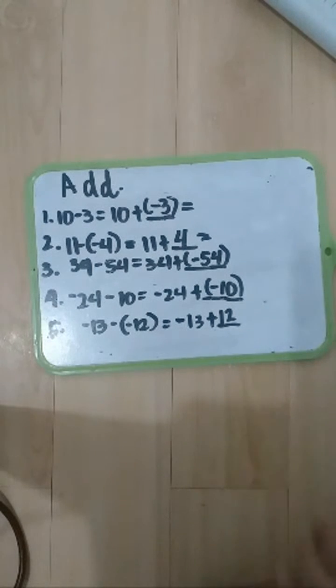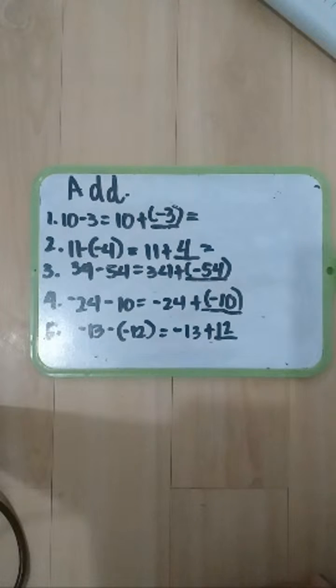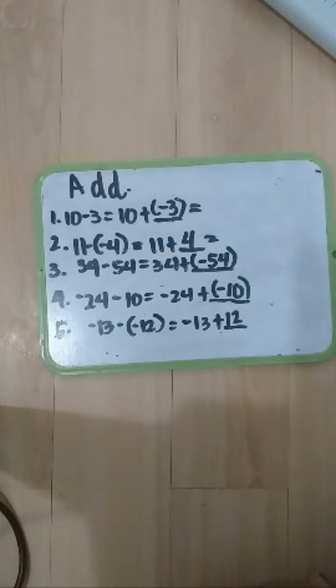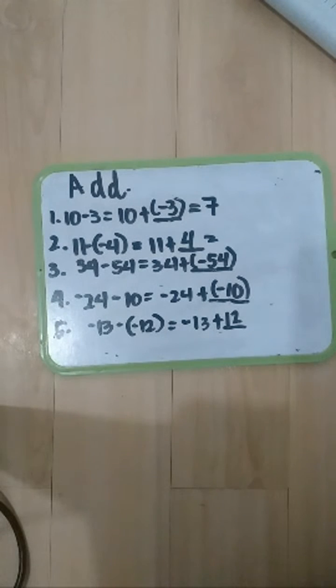Ulitin ko ha, wala pa akong nakikitang tama. Number 1, wala pa akong nakikitang tama. Ay, nahihirapan kayo. Hello, Ashley. Number 1. Number 1 is 7. Different sign. Follow the sign of the... Naku, dapat pala kumanta ako, hindi ko na kinanta.